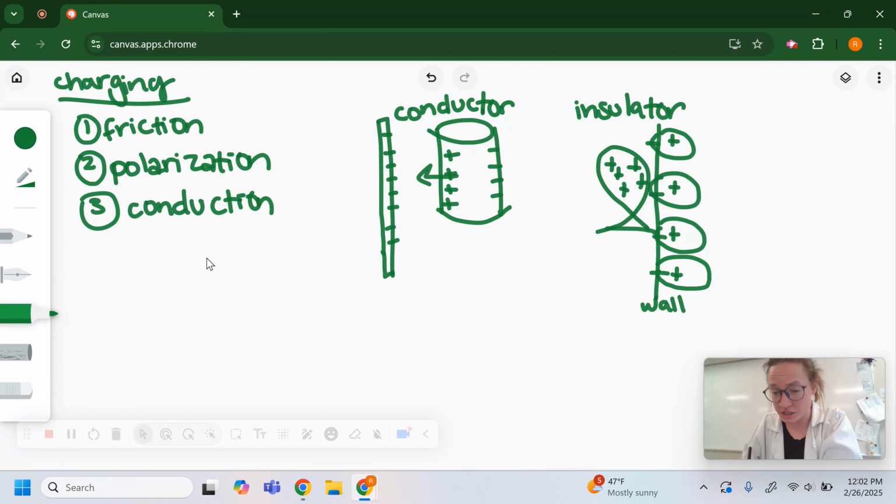You have charged something by conduction before. If you've ever shuffled around in your little socks on the carpet, then you walk up to the doorknob and you just, oh so very carefully, touch the surface of the doorknob and you get a little shock. What is that little shock? That shock is charging by conduction. Let me show you what this looks like.